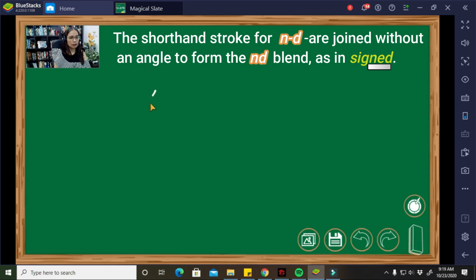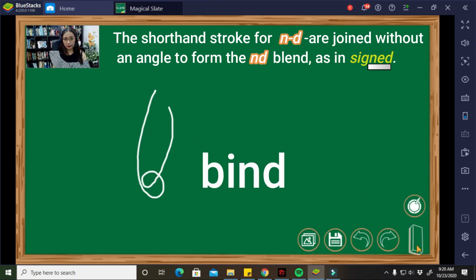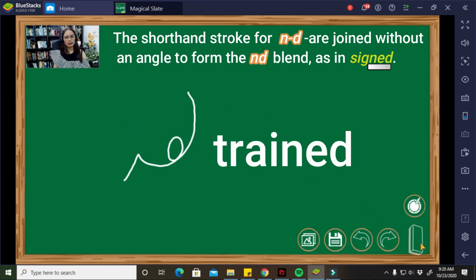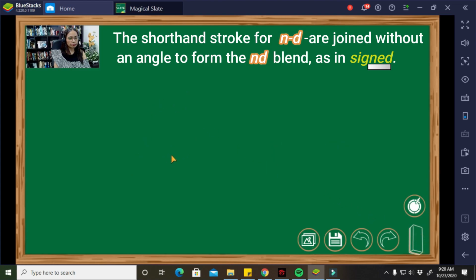What about this one? That is a big downward curve and a broken circle again and a blending symbol. What is that? Nice try, that is bind. Next example. What about this one? An upward straight line and a forward curve and a big circle and a blending symbol there. What is that? Very good, it is trained.